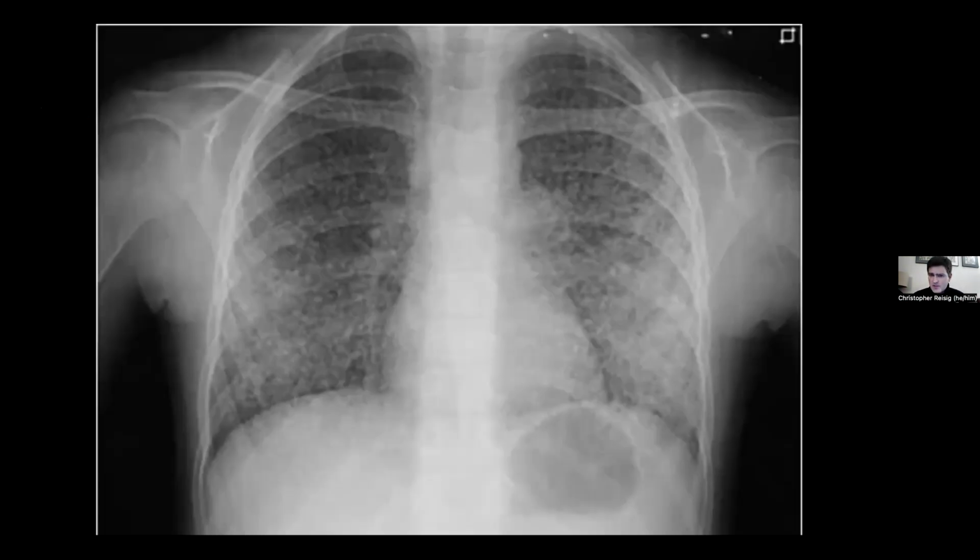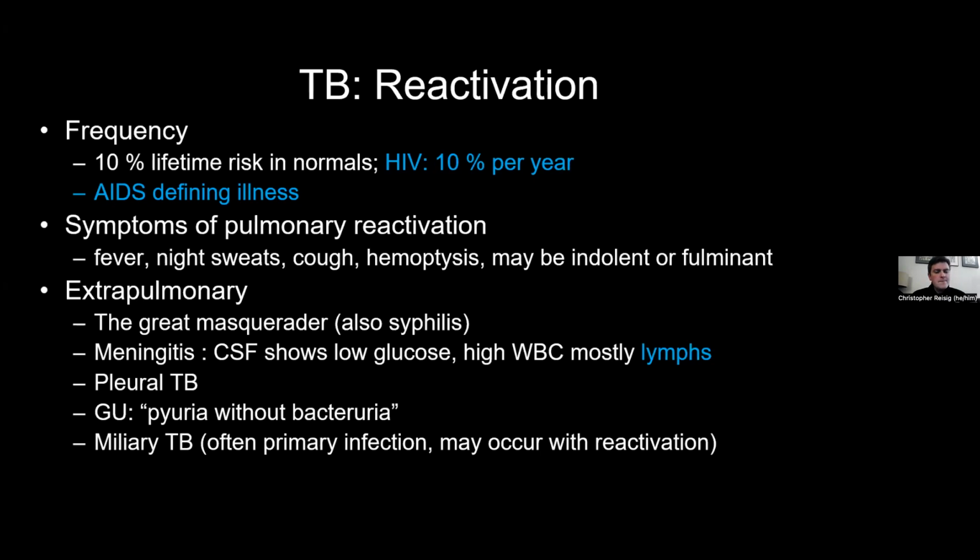This is what miliary TB looks like. If you happen to get a chest X-ray, it looks like small milia, small grains of rice throughout the lung field. For many people, there's a primary state, and then they go into latent TB, which can be reactivated either in the setting of a malignancy, immunosuppression, which is why you hear about it with all these immunologics on TV these days. HIV patients, classically, it's an AIDS-defining illness.